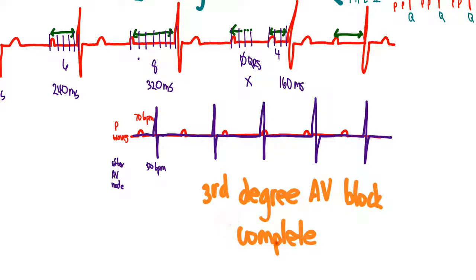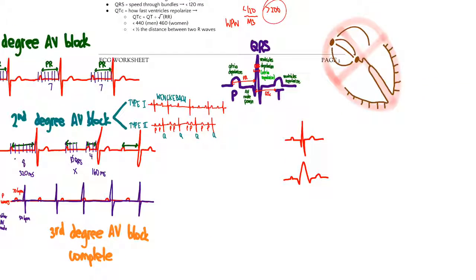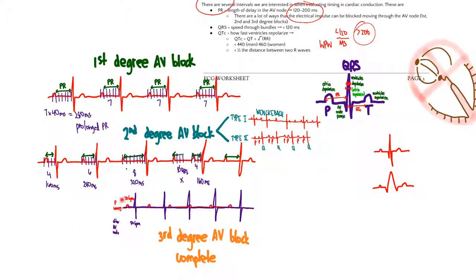a third degree AV block, or a complete block, because nothing is getting through that AV node here. Nothing is getting through here. So this thing keeps firing, and it keeps causing P waves, but then it gets stopped here, and some other cell, maybe here, is causing the rest of the heart to depolarize. And so you get these things, which each march at their own rhythms.